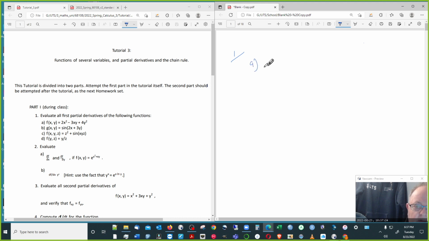A is a two-valued function, and you can plot these if you want to see what they look like geometrically. 2x squared minus 3xy plus 4y squared. So implicitly this would be a different beast. To implicitly differentiate this, it would be a difficult proposition.